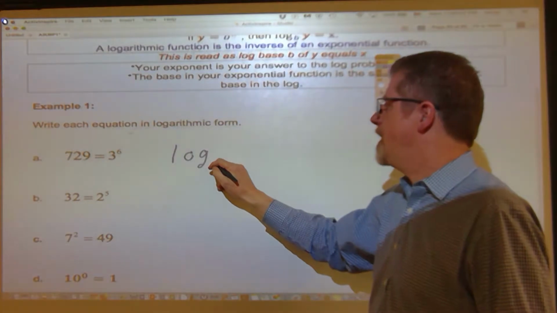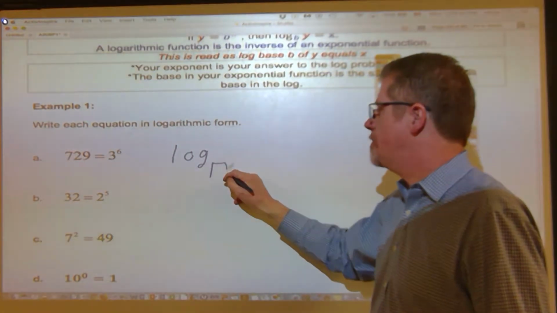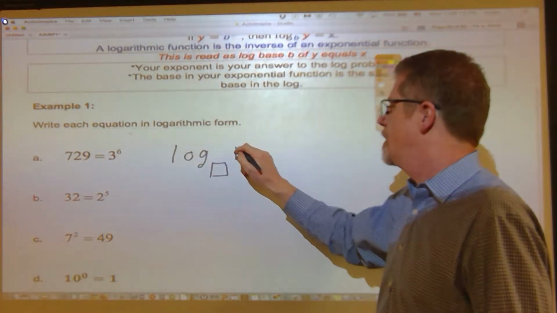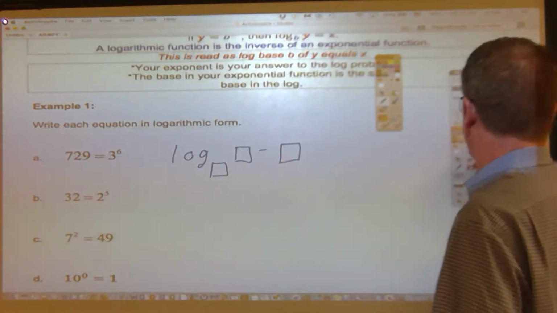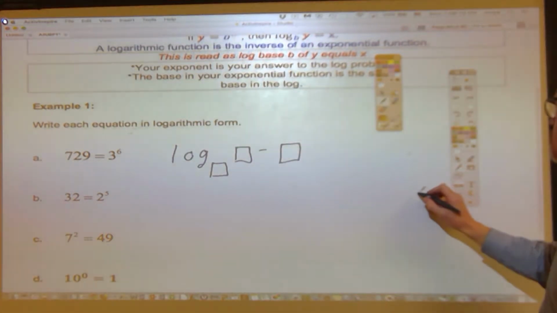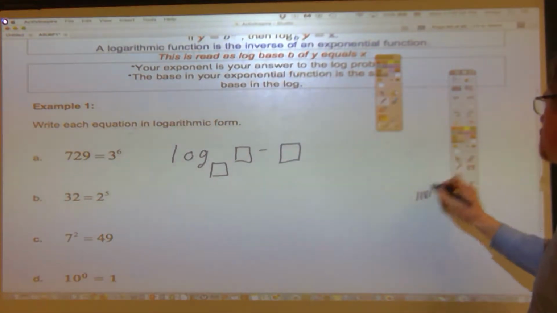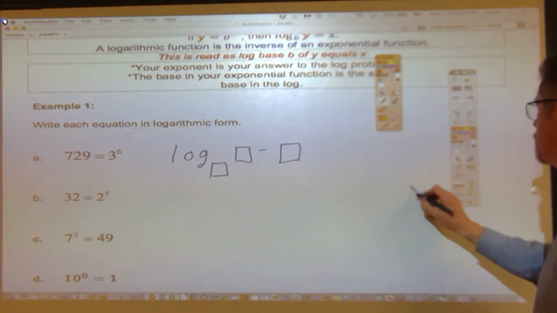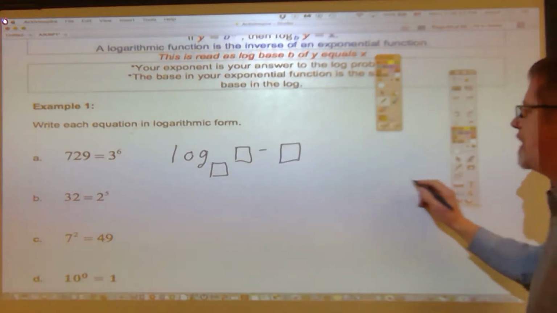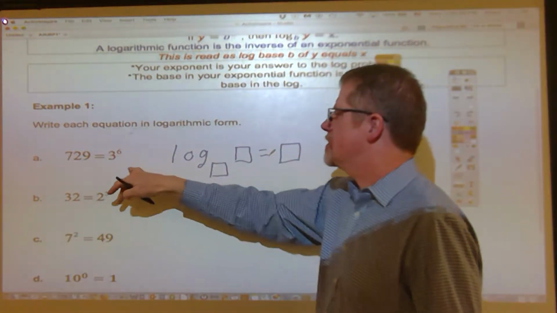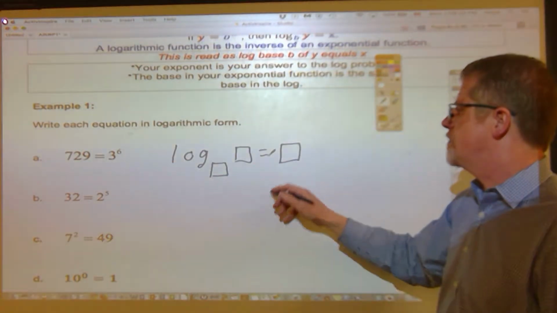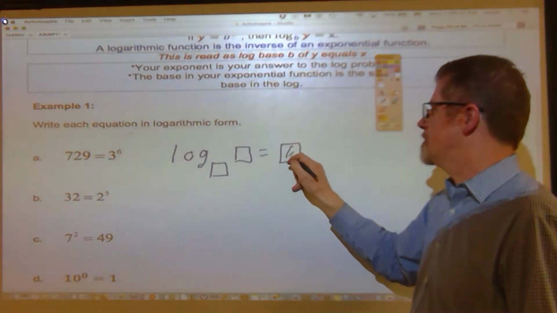It's log base something. For starters, I'm going to draw a box for the locations of the three numbers. And it starts with the base. Now, fortunately, the base of the exponential expression is the same thing as the base of the logarithmic expression. So, I mean, clearly the exponent is 6. So, actually, let's just fill that one in first.